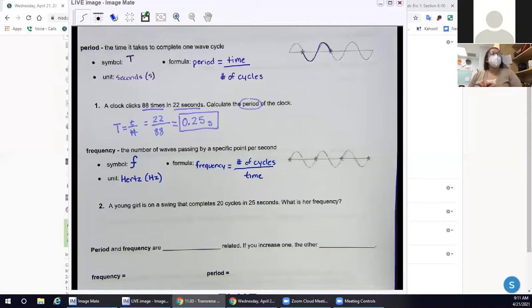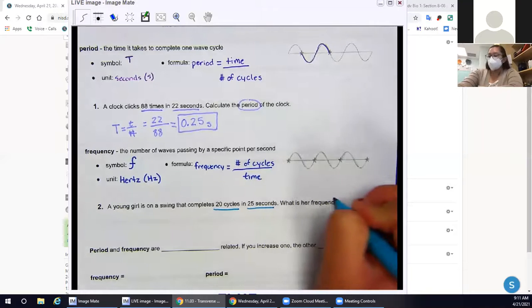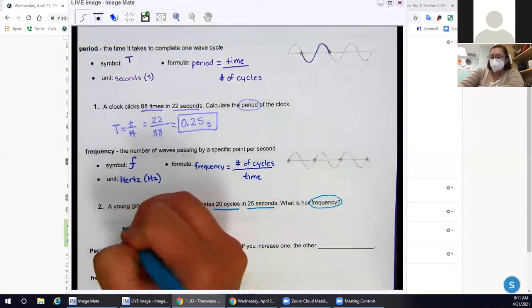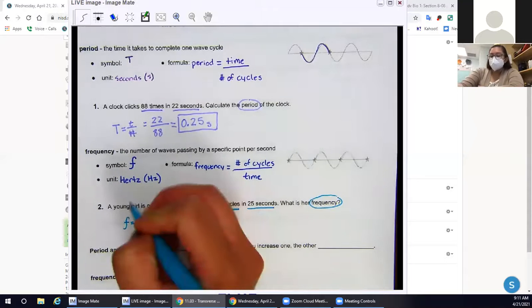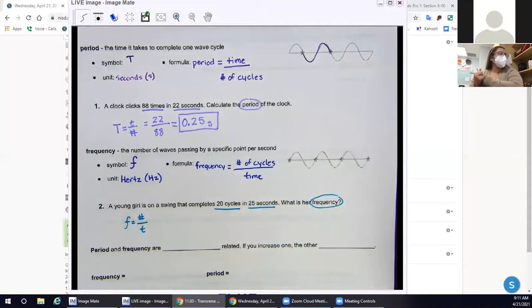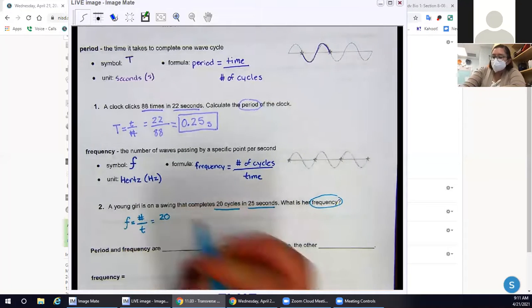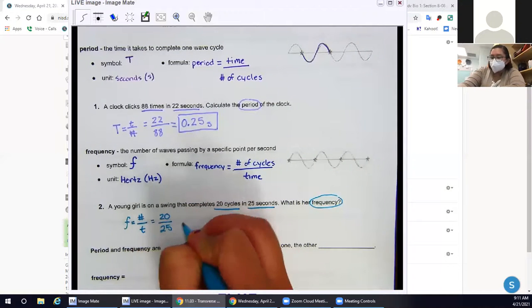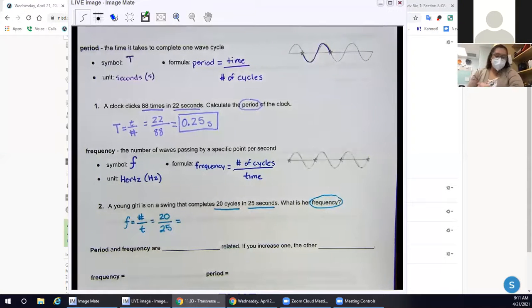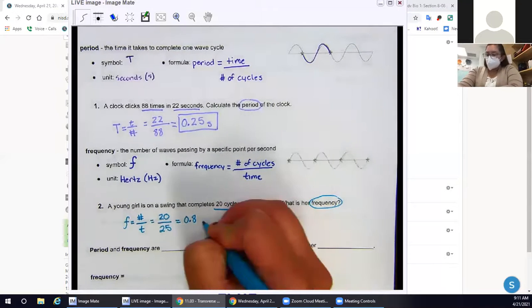All right, so number 2, a young girl sits on a swing that completes 20 cycles in 25 seconds. What is her frequency? So we're looking for frequency F, which is number of cycles divided by time. So number of cycles is 20. Time is 25 seconds. 20 over 25. That would be 0.80 hertz.